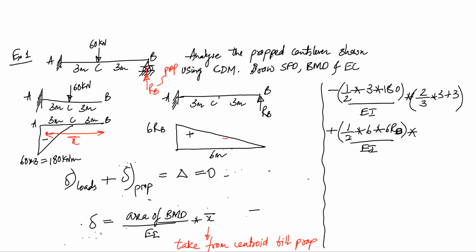The centroidal distance for the second BMD will be from the centroid till the prop. So this is my X bar, and that is equal to 2/3 of 6. This is equal to 0 because there is no sinking of supports or rising of supports. So you can take delta as 0.